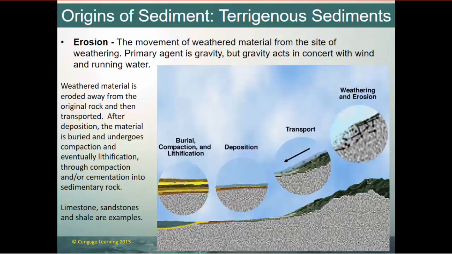So once material is weathered, then it has to be eroded, and erosion is the movement of weathered material from the site of weathering. So it gets weathered, it gets broken down into smaller pieces, and then something moves those smaller pieces from the site. Typically gravity, wind, and water are what cause that to happen. So erosion is the transportation of smaller and smaller materials of weathered rock. Weathered material is eroded away from the original rock and then transported.